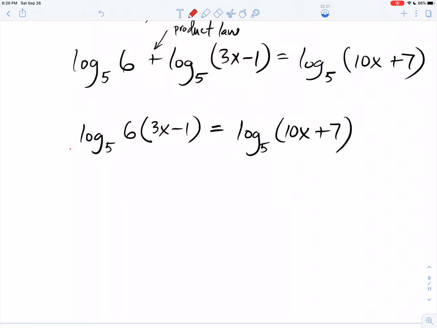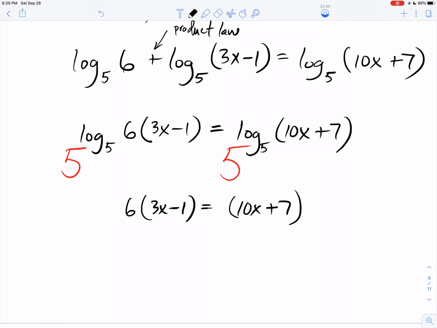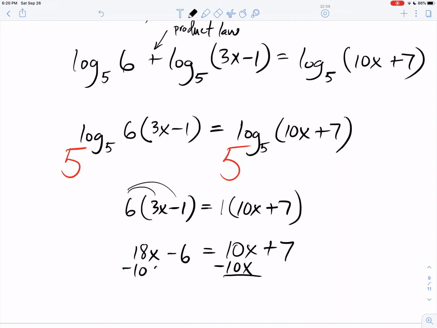What do I do? Now I get to do this. Now I say I'm doing it 1 time on the left, 1 time on the right. That's all I'm going to do. And now it's going to work out for me. I get 6 times (3x minus 1) on this side. What's it equal? It equals 10x plus 7 on this side. Now, on this side, the parentheses are going to change things up a little bit. But on this side, there's nothing out here. There's a 1. So I could just take it out of the parentheses. Sometimes parentheses are overkill.